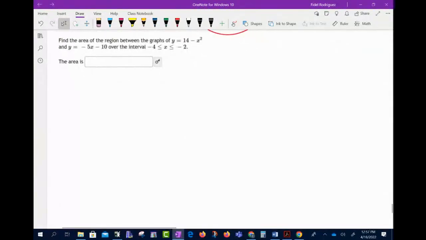It says, let's find the area of the region between the graphs of y equals 14 minus x squared and y equals negative 5x minus 10. This problem is slightly different from the problems that we did before because they're specifying an interval. They're specifying the interval from -4 to -2, okay? So let's see if we can figure this thing out.